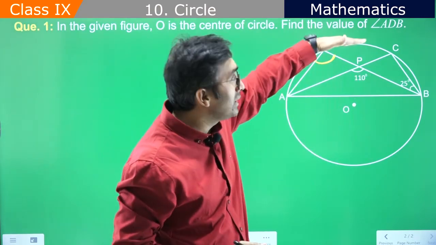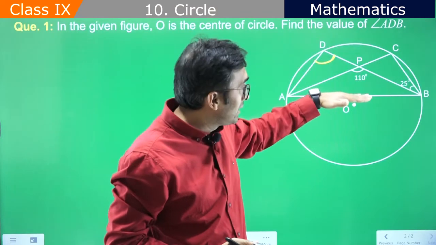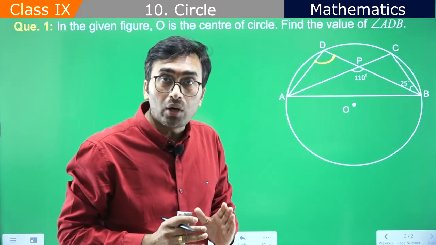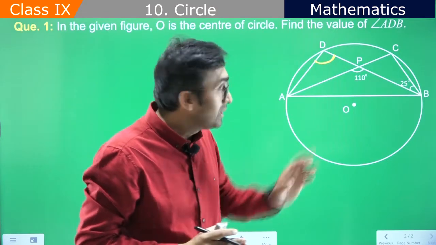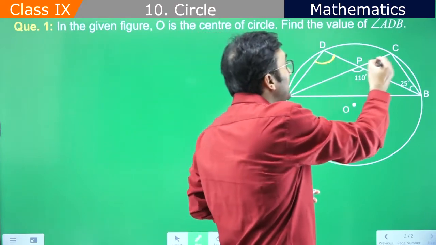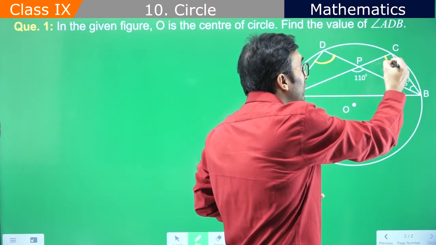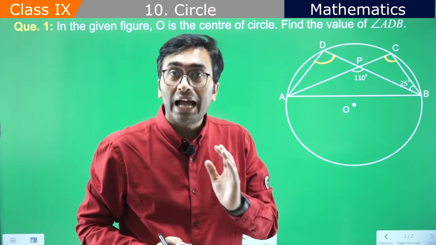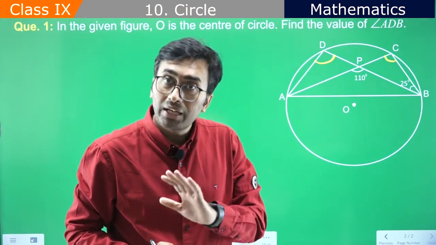The upper part is called the upper segment and this is the lower segment. Okay, so now as per the concept we can say that these two angles will be equal. Which two angles? This angle D and this angle C will be equal. Why are they going to be equal? Because of the concept that angles in the same segment are equal.